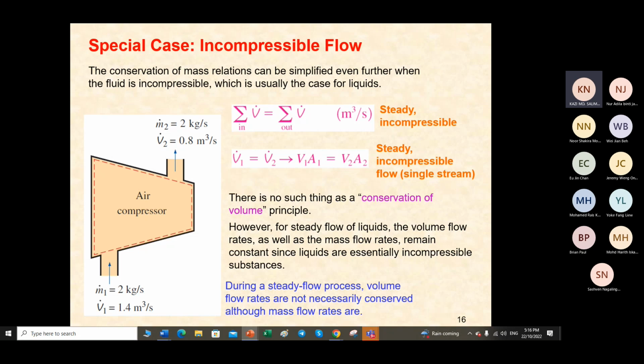As a special case, consider incompressible flow. Bernoulli's equation is valid for incompressible flow. For incompressible flow, we can say that the flow rate in is equal to the flow rate out, in meter cube per second. So we can write V1 is equal to V2, and V1A1 is equal to V2A2. This is the steady incompressible flow, single stream equation.